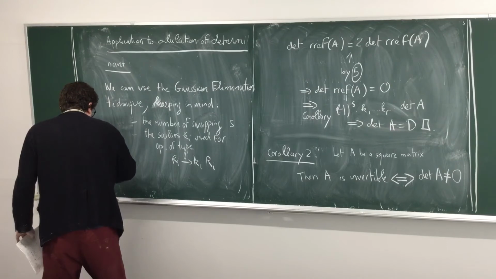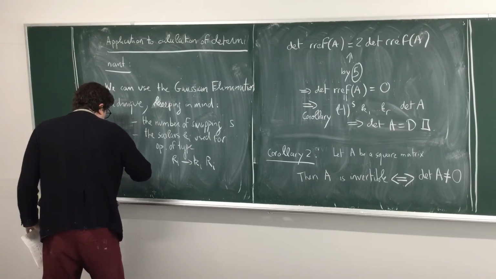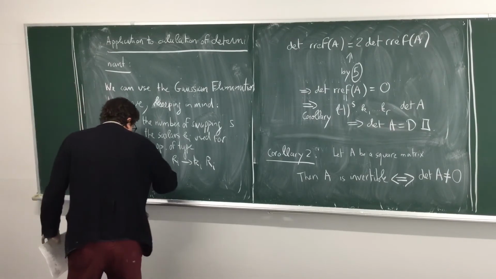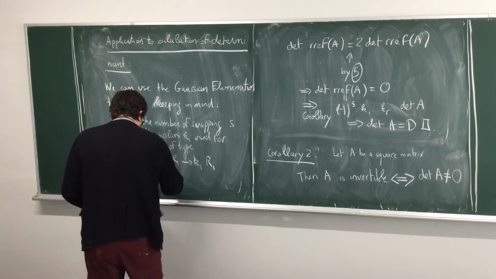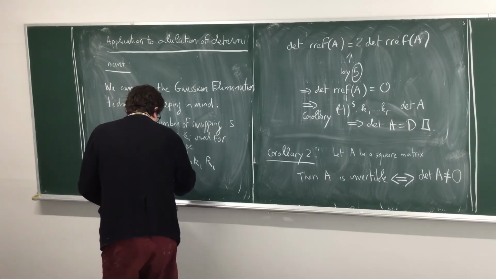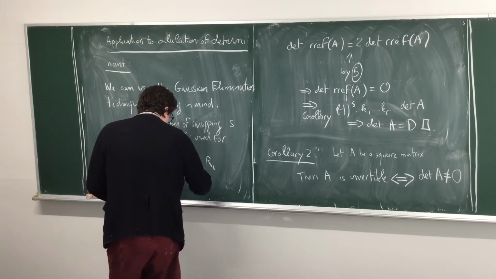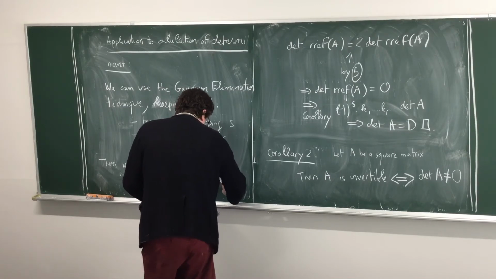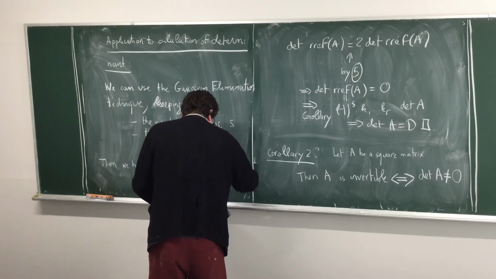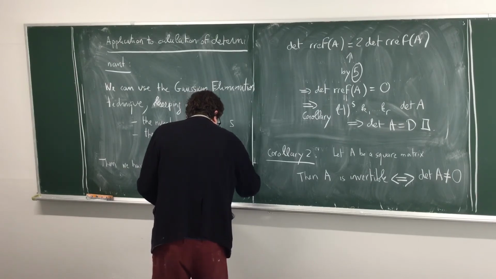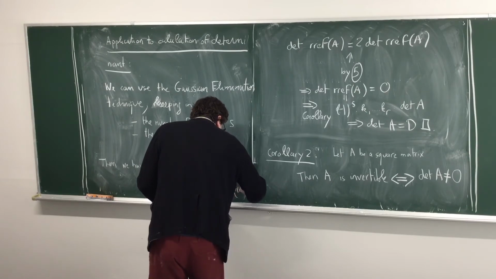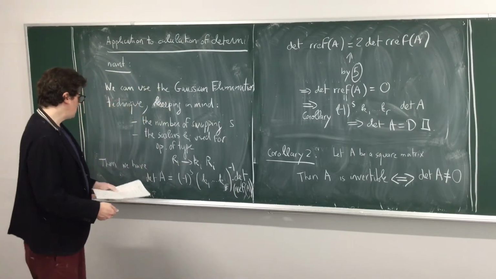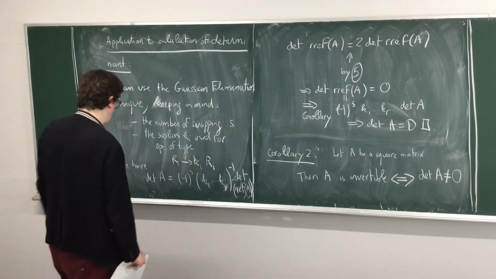Then we have the determinant of A will be equal to (-1) to the power S, then these scalars K1, ..., Kr to the power -1, times the determinant of the RREF. This is just a modification of the formula of corollary 1.